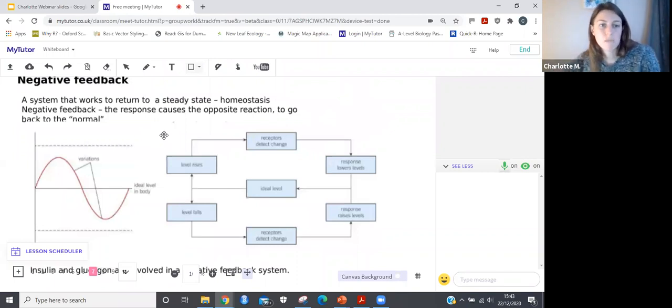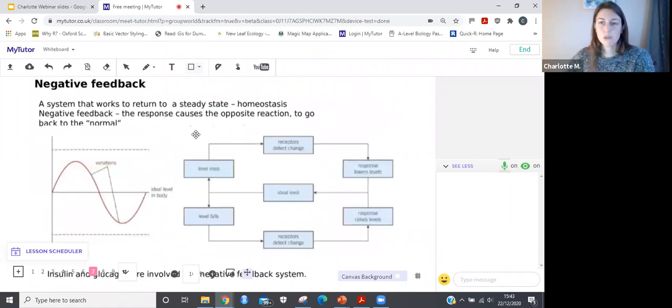So negative feedback is the next thing that we want to cover. We've talked a lot about how we want to keep blood glucose levels constant, and that this is part of homeostasis, which is the body trying to keep things constant. A system that works to return to a steady state, that's homeostasis. Negative feedback is something that we use to describe when a response causes the opposite reaction to try and take that system back to normal.